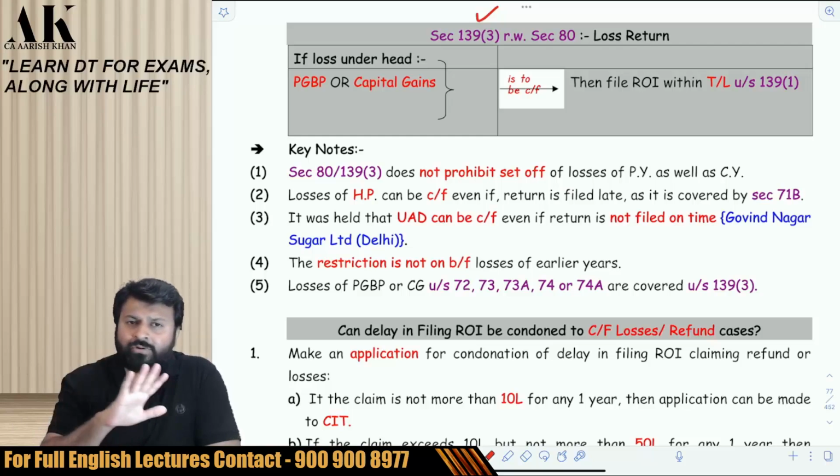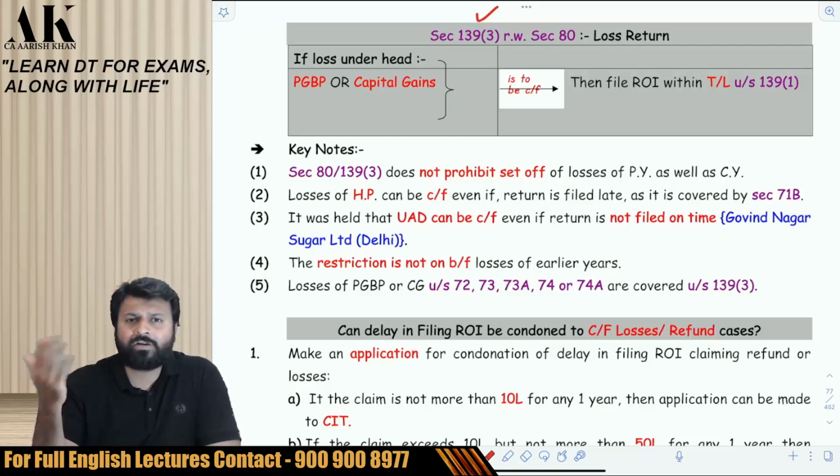For UID, there is no criteria to file the return on time. You can file a late return also. For house property loss, there is again no criteria to file the return on time. You can carry forward and set off the house property loss even by filing what? Even by filing a late return also.